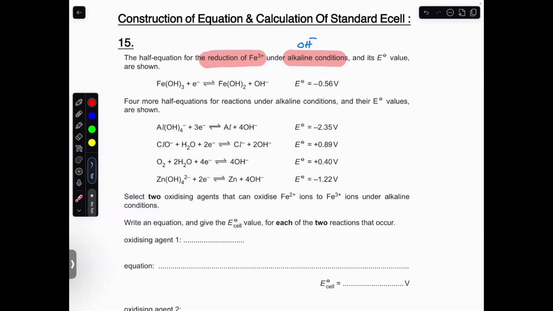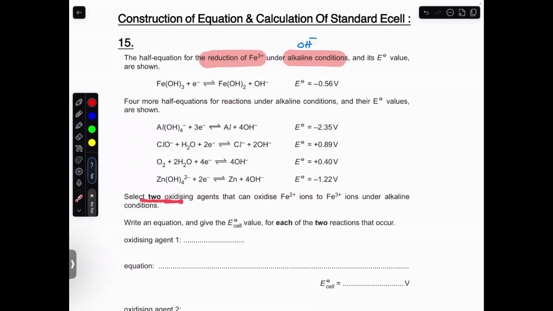Yes. The iron 3 hydroxide gains electron becoming iron 2. This is iron 3 turning into iron 2, it's gaining electron. The equation is given. 4 more half equations for the reaction under alkaline conditions and their E naught values are shown. Perfect. This is the reduction of iron 3 and these 4 more are given.